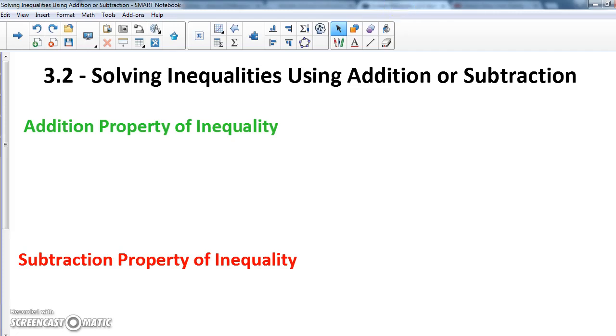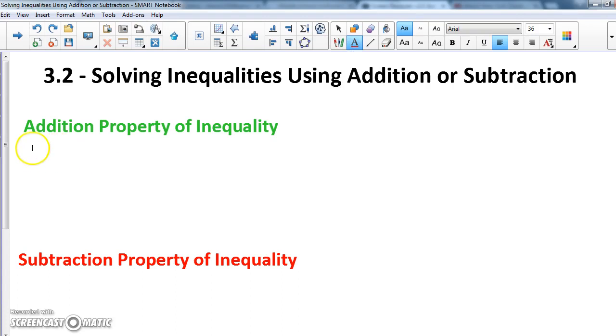Hi everyone, today we're going to talk about solving inequalities using addition or subtraction. And you're going to find that this is actually really similar to equations. There's only a couple of small differences here. So when you're solving inequalities, you want to get the variable by itself, just like you want to do with equations. And so you need to use a couple of properties to do that.